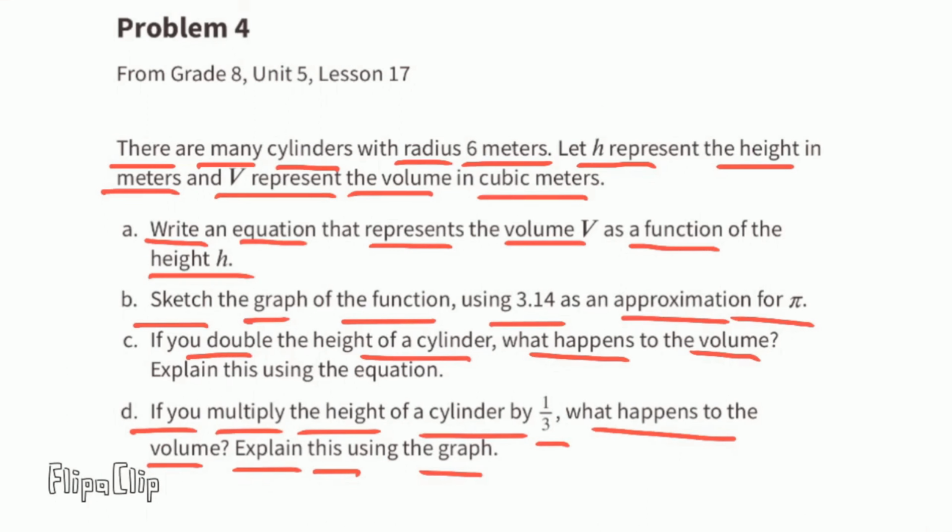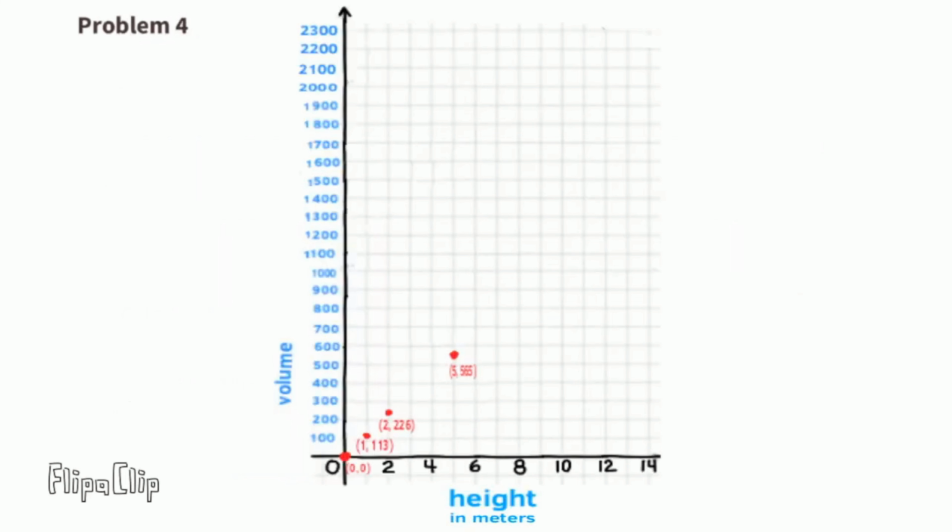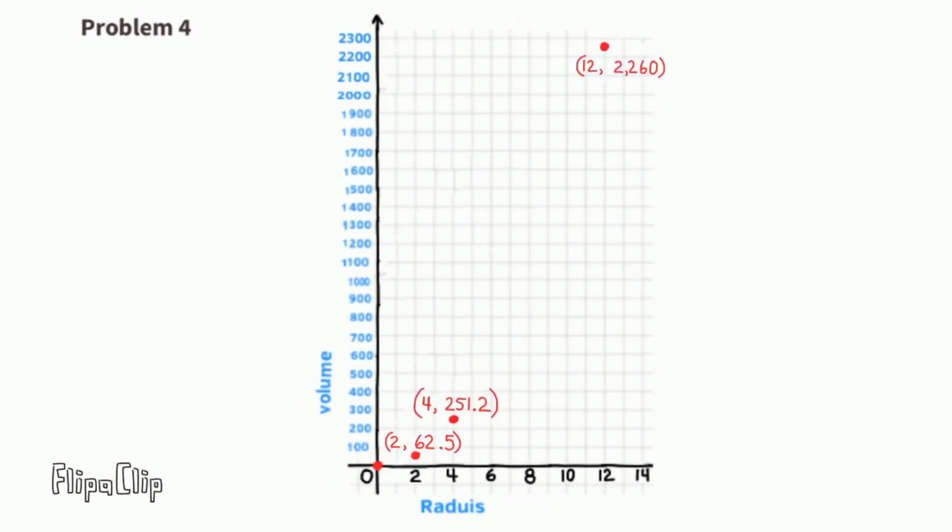D. If you multiply the height of a cylinder by 1/3, what happens to the volume? Explain this using the graph. Multiplying by 1/3 is the same thing as dividing by 3. So you'd actually be making the height 3 times smaller, which means you'd be making the volume 3 times smaller. Let's use this graph as an example. You can see that there's a point that represents a cylinder that has a height of 12 meters, and there's a point that represents the volume of a cylinder that has a height of 4 meters. And of course, 4 is 3 times smaller than 12, and the volume of that cylinder is 3 times smaller than the taller cylinder.